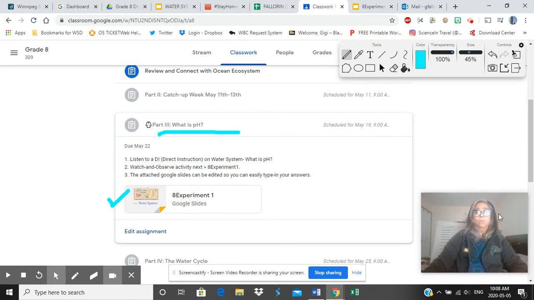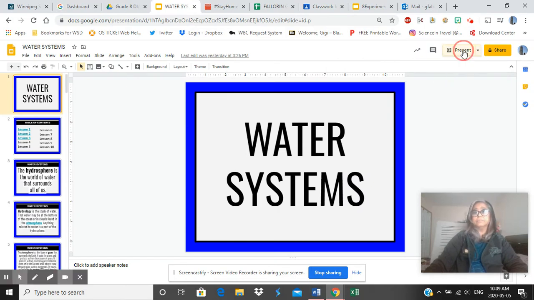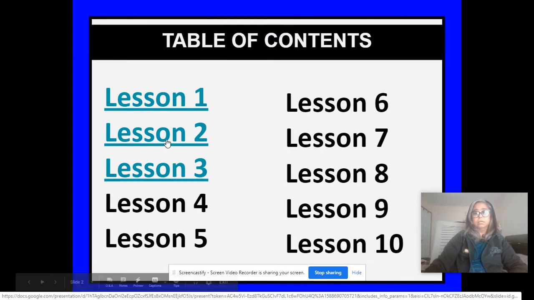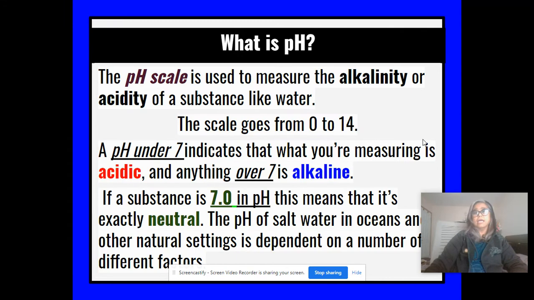So exactly what is this DI all about? So let's dive into that. So water systems. I did mention that we are in lesson 2. It's all about pH. So what is pH? Remember when we had that experiment in class, the unknowns, right? We tested the different unknown liquids and came up with some colors. So that's when we had the unit on fluids. Now, let's again review that.